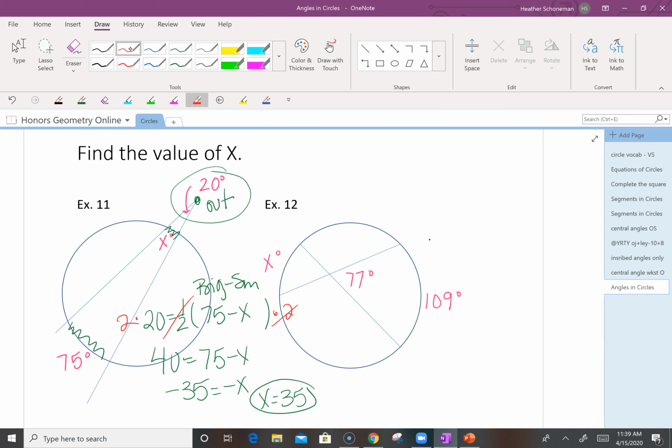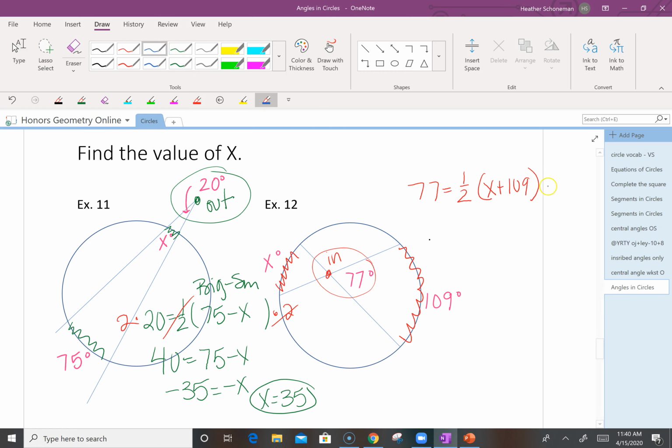Okay, let's look at number 12. The vertex is right here inside the circle. So when it's inside the circle, the angle, which is closest to the vertex, remember the equations always say the angle equals something. So the angle, which is 77, equals 1/2. When it's inside, you're going to add the 2 arcs. So my 2 arcs would be x and 109.